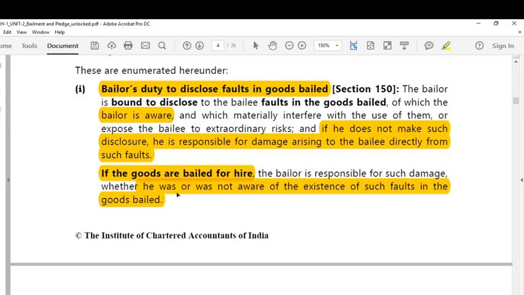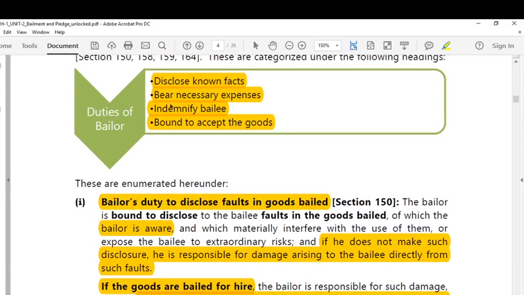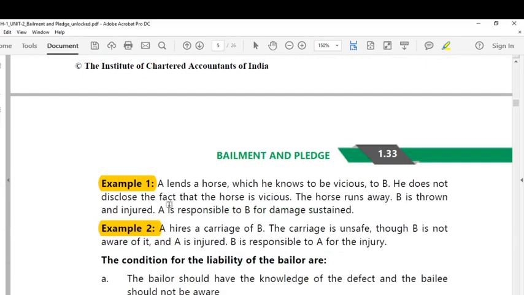When it comes to a non-gratuitous bailment, where both the parties to the contract of bailment are getting benefit, in such a case, if the faults are known to the bailor or not known to the bailor, if some loss happens to the bailee because of the bailed goods, in all such cases the damages are to be recovered by the bailee from the bailor, right?